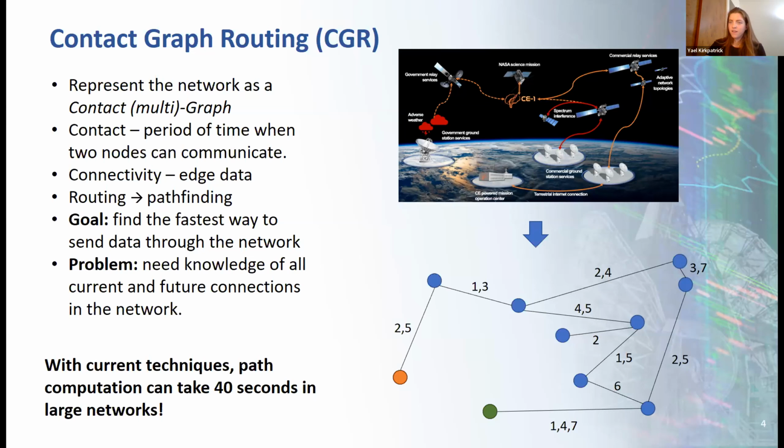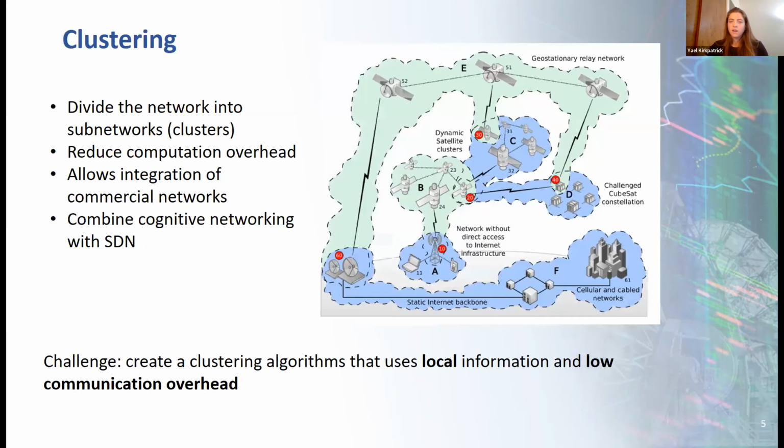Our goal is to find the fastest way to send data through the network. But the problem is that we need to know the entire network in order to compute this path. We need to know, by the time we reach a certain edge, will this contact still be relevant, will it still exist, or will it be in the future? Will we have to wait? So currently with these techniques, in really large networks, it can take a very long time to compute paths.